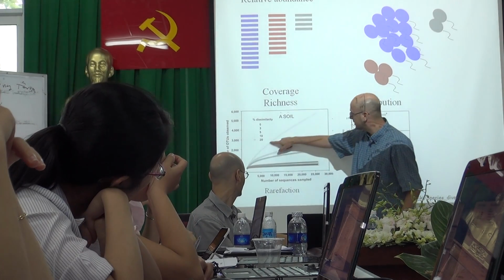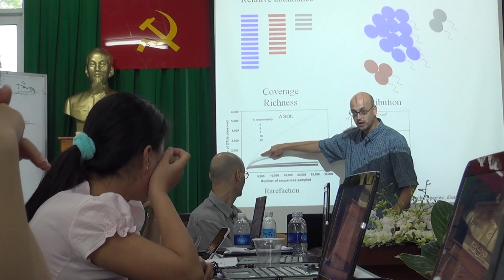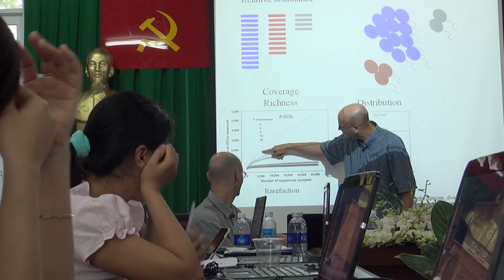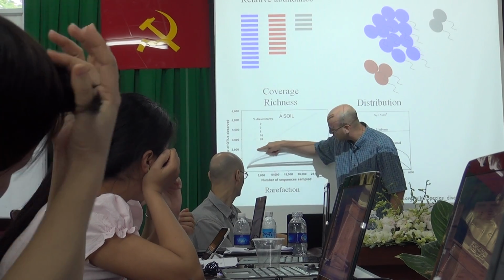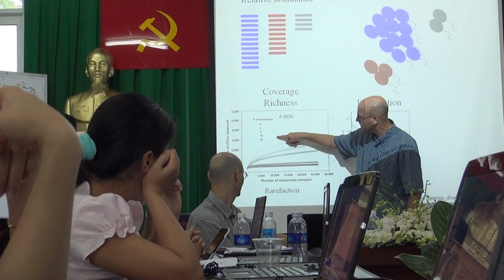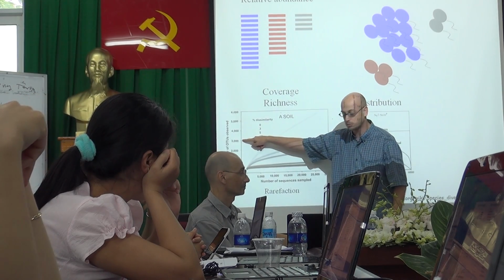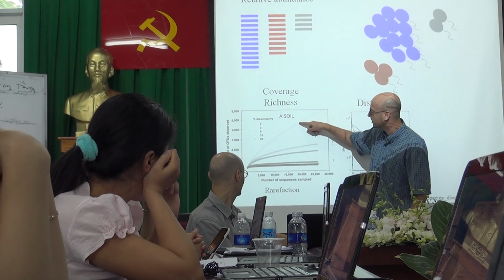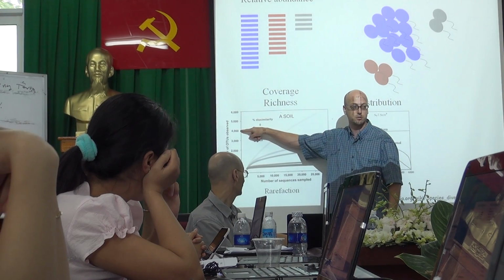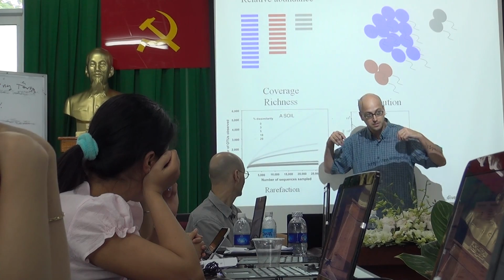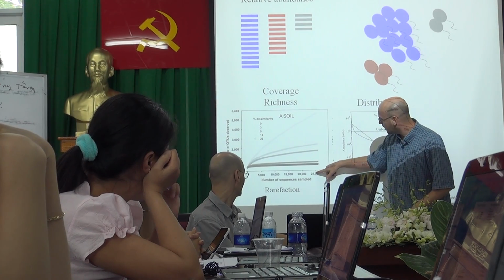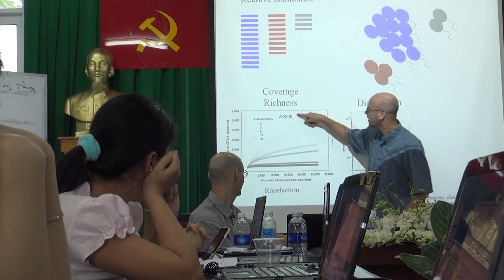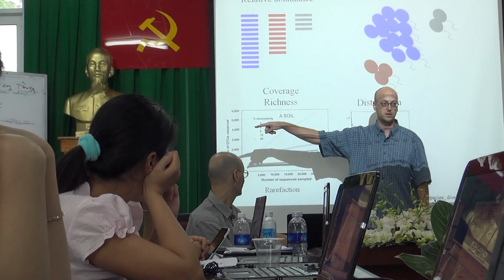But take this case. If I take just 5,000 sequences, I have 2,000 groups. If I take 10,000 sequences, I have 3,000 groups. I try harder, I spend more money. I take 20,000 sequences, I have 4,000 groups. I try harder, I spend more money. I sample 25,000 sequences, now I have 5,000 groups.